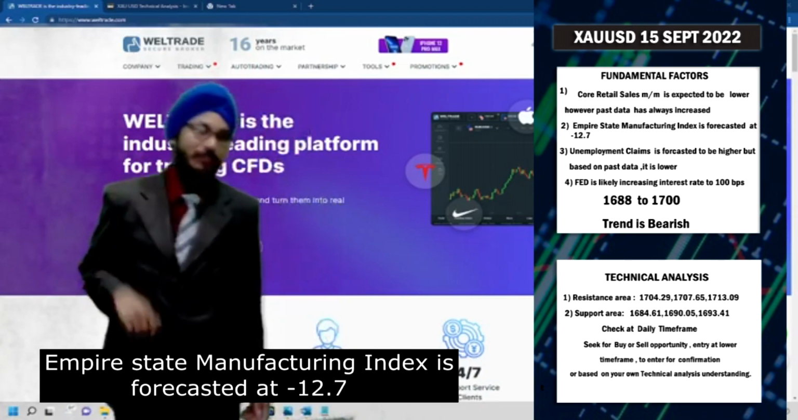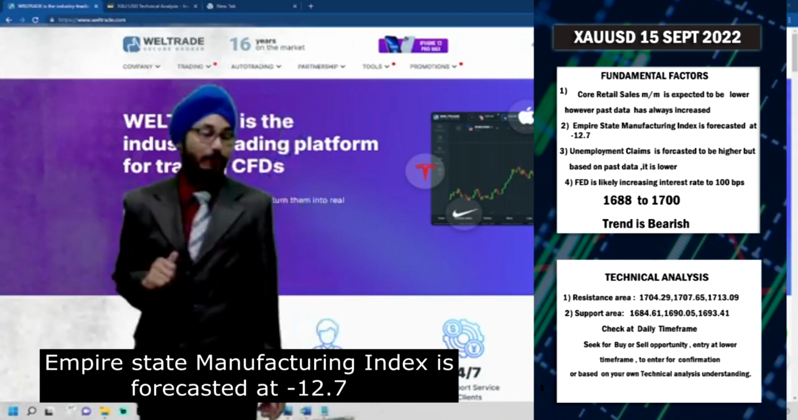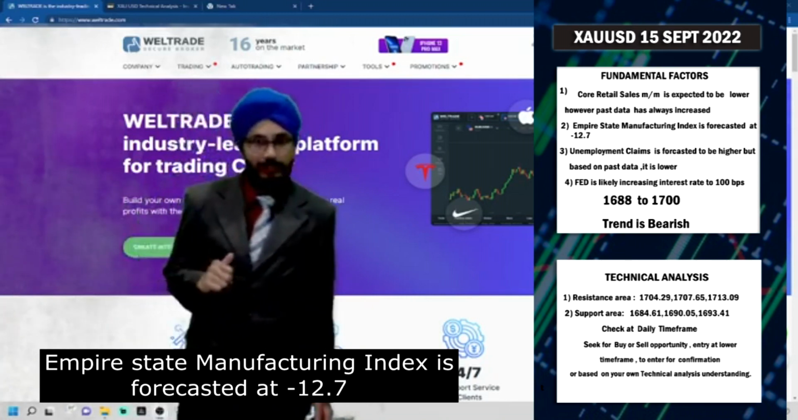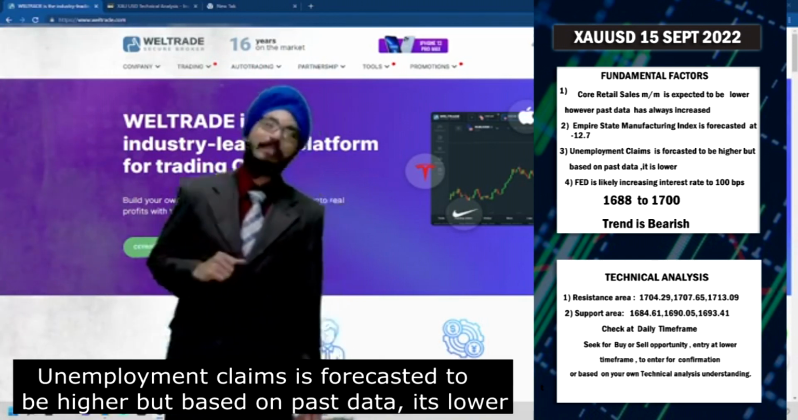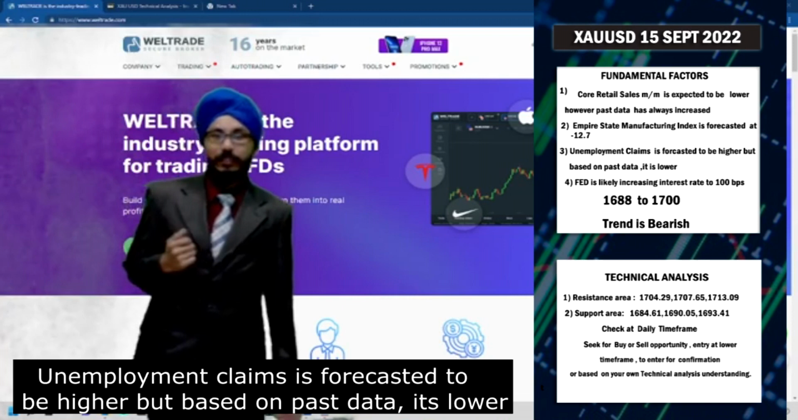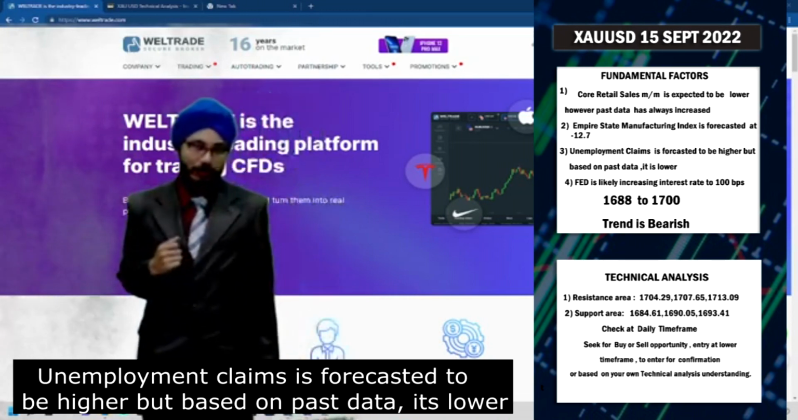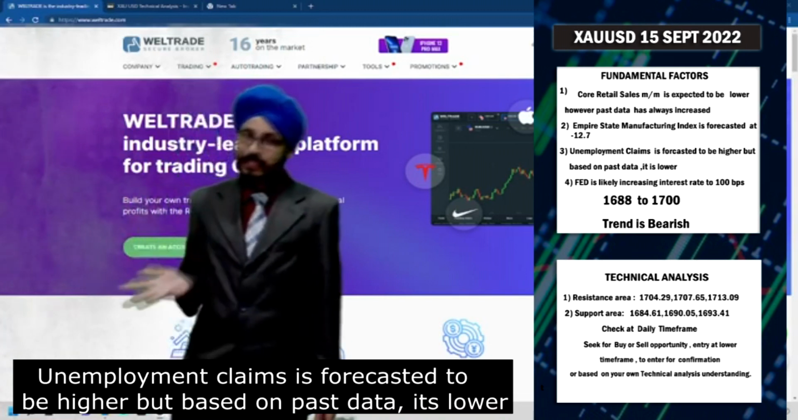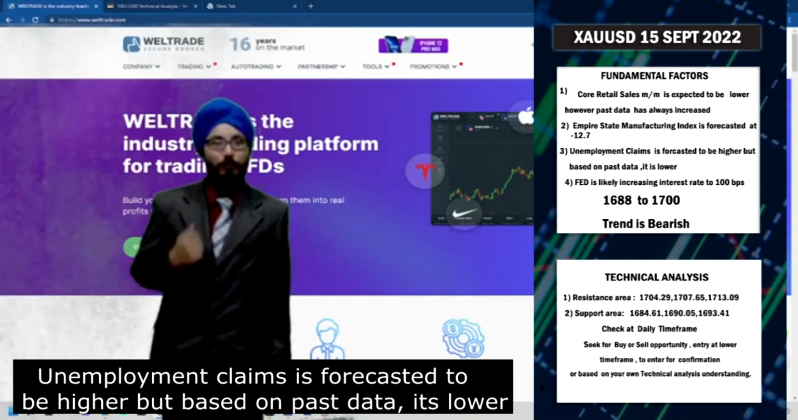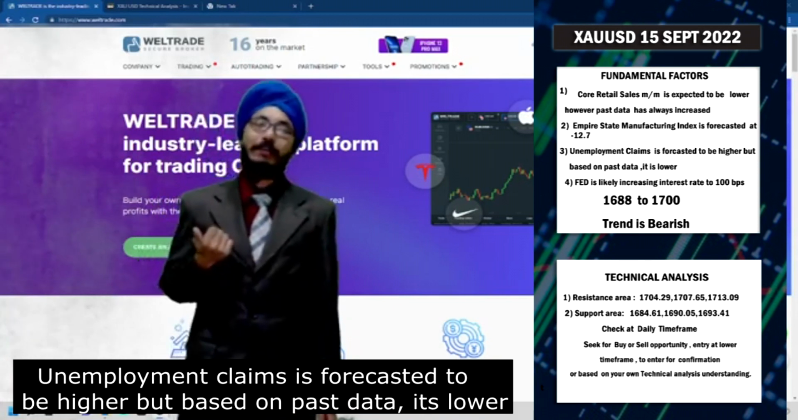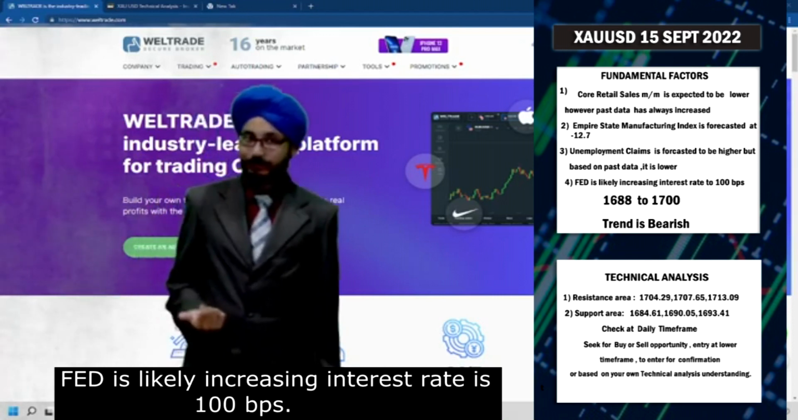Moving forward, secondly, for our fundamental factors, we are looking at the Empire State Manufacturing Index, which is forecasted at negative 12.7. It's forecasted slightly lower than the previous data, which would actually help strengthen the US dollar. Thirdly, we have seen that unemployment claims have always turned out to be positive, which means that they have always been lower than whatever is being forecasted.